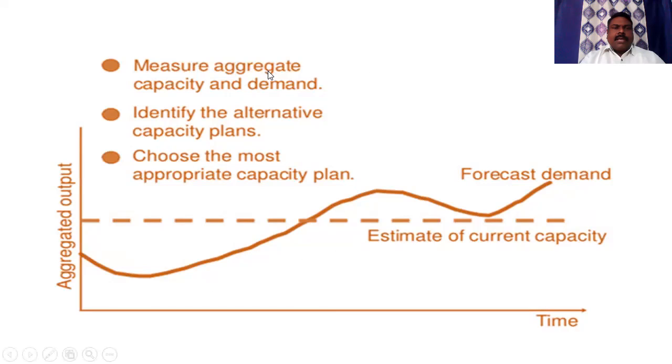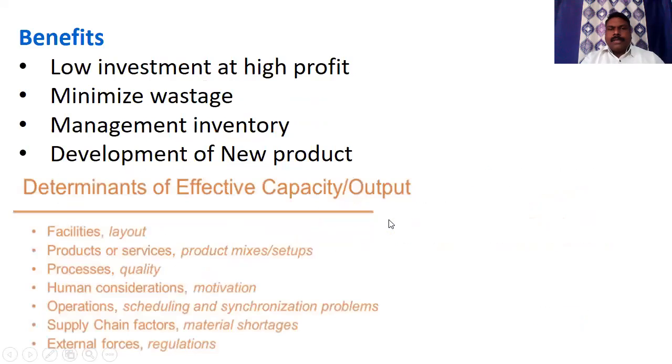Measure aggregate capacity and demand, identify the alternative capacity plans, and choose the most appropriate plan that we have to do. So here, the benefits: low investment at high profit, that we have to think of. So cheap and best. It means we are going to invest less in price, and we need to have much more in quality.